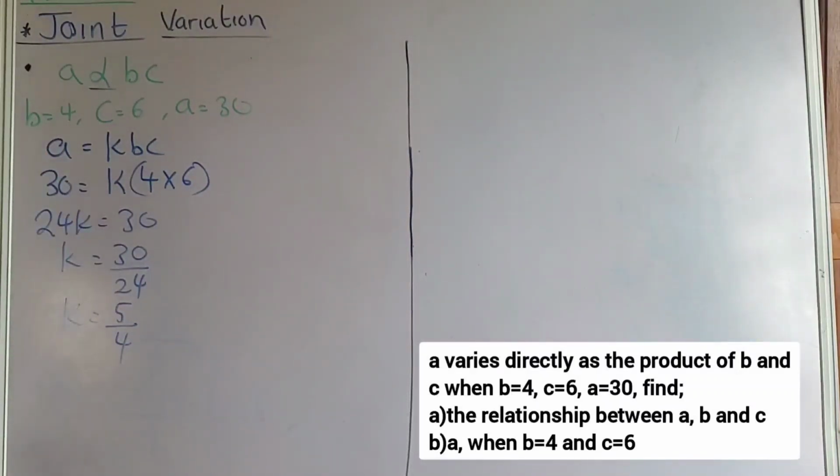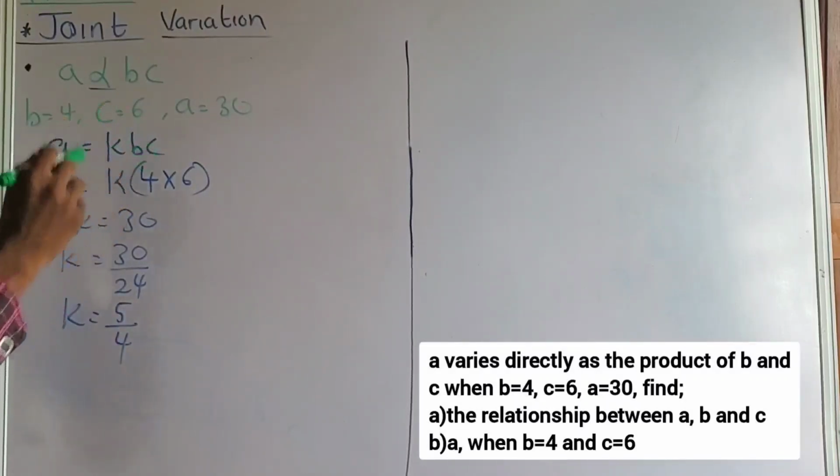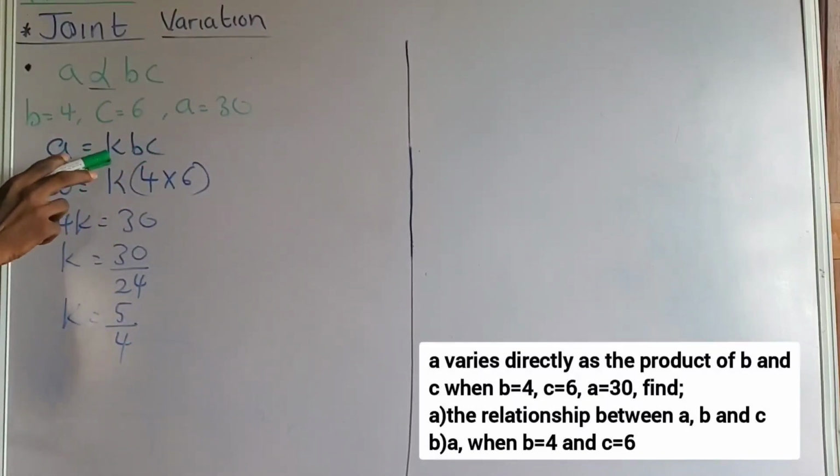Now, having gotten the value of K, we can proceed to the first question here. The first question says we should find the relationship between A, B, and C. The relationship that exists between A, B, and C is this: A equals KBC. Now, you cannot leave your answer like this. We have to insert the value of K as 5 over 4.